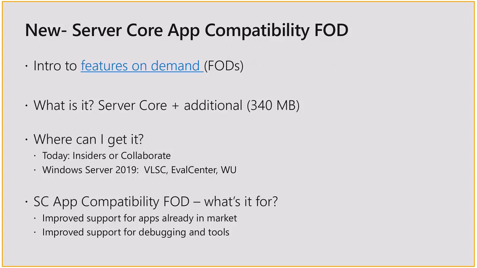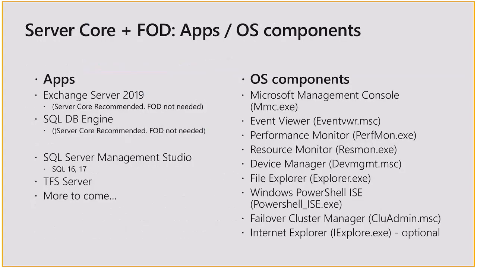So the features on demand is meant to ease that application compatibility side. When you install Server Core, it's incredibly bare. The features on demand is an additional download. It's 340 meg, and it contains those tools that you're used to. You can get it from Insiders, as part of VLSC, Eval Center, and it's for app compatibility.